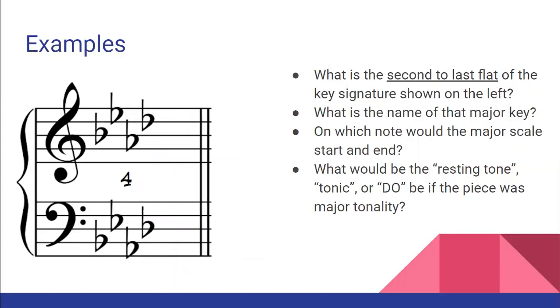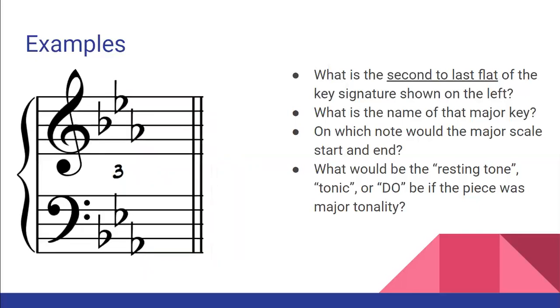For a key with 4 flats, the 3rd flat is second to last, making the name of this particular key signature A flat. When there are 3, the 2nd flat is also second to last, and that would give us the name of E flat.